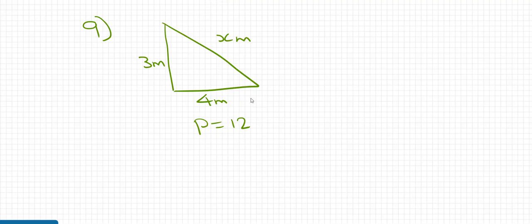Once again, we are not finding the perimeter. We already know the perimeter. It tells us P equals 12 meters. I want to find X. What is X? What is that unknown side length? There's a couple of ways you can do this, but the basic way is just realizing that if I've got 3 and 4, 3 plus 4 gives me 7.